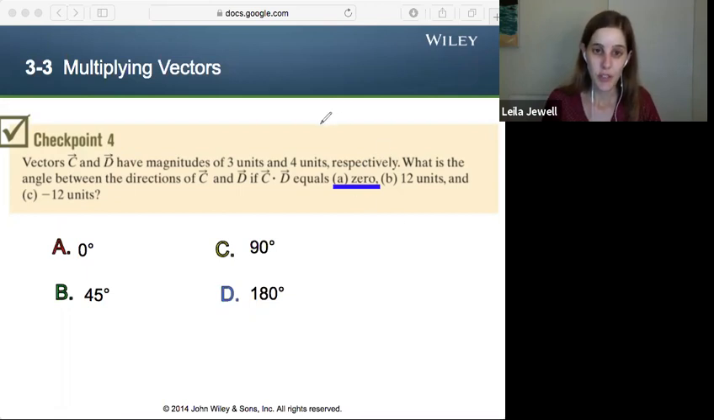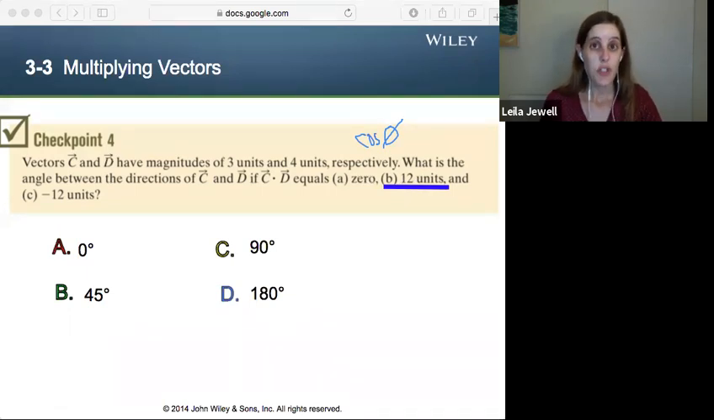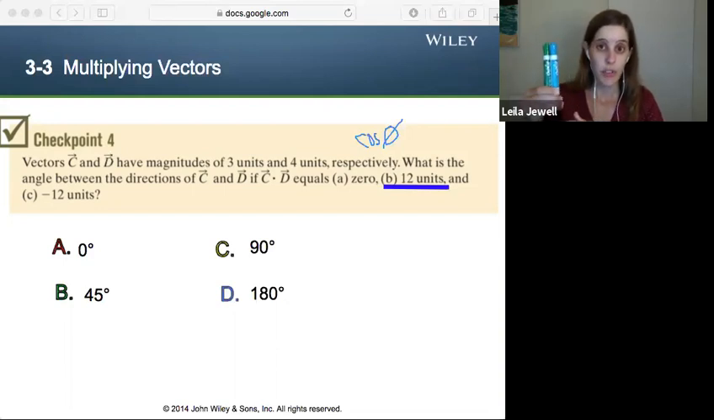For them to be 0, we know that the dot product relies on this cosine of the angle between them. So when is cosine equal to 0? Well, it's going to be equal to 0 when it is at 90 degrees, right? So that tells us about that one. What about when it's at 12 units? For it to be 12 units, that tells us they need to be pointed in the same direction, right? That's where we have the maximum result of the dot product, and we use the full magnitude of 3 times 4 to get 12. Cosine of 0 degrees is 1.